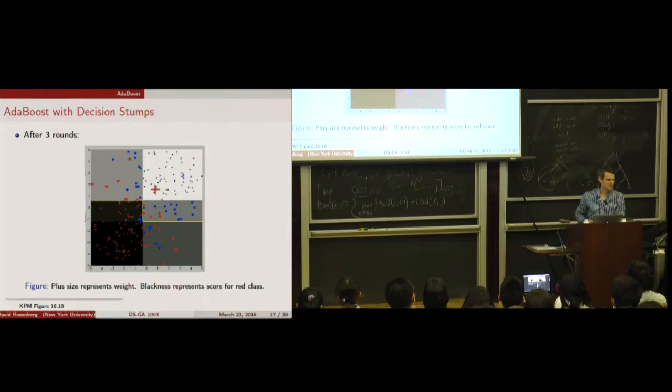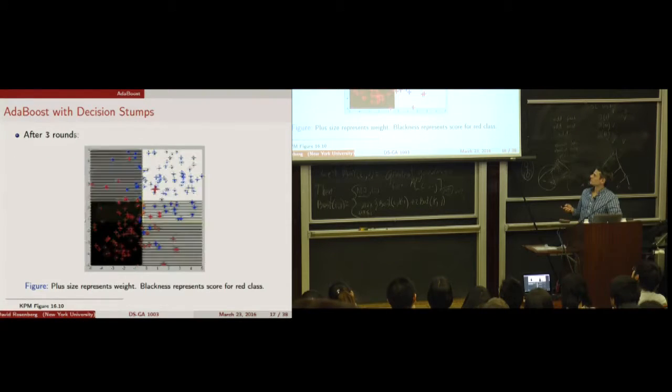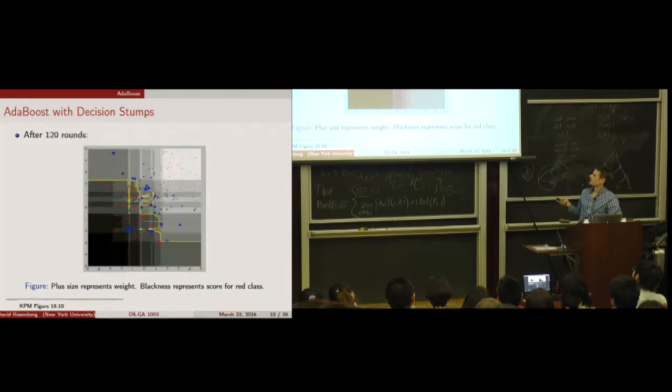Okay, any questions on this picture? So let's look at one more round, or after 120 rounds, you see this, the decision boundary can get quite complicated. This is far more complicated than a single decision. All right, so this is one decision stump. By basically a linear combination of those, we get this more complicated boundary, and here we get something that's quite complicated. Okay, and then you see the blue ones are very large because these blue guys are deep in red territory and they keep getting misclassified.